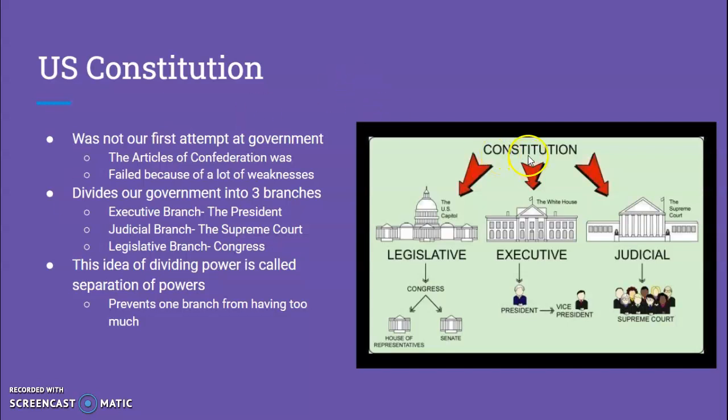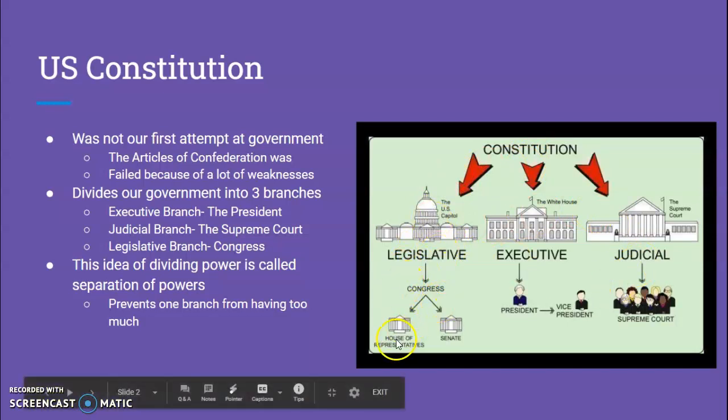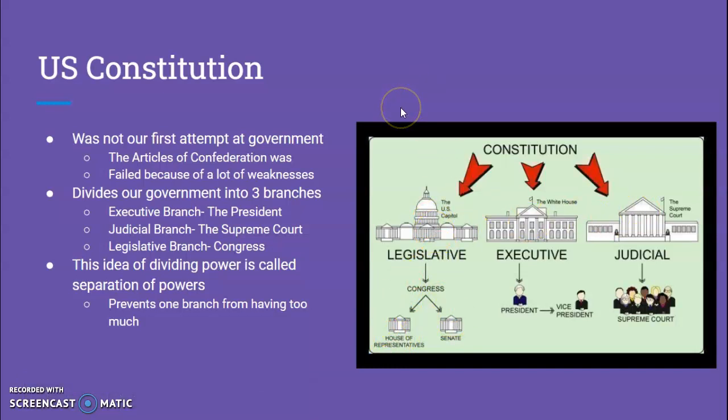The picture here shows you the Constitution, the 3 branches that are created, and what is under each branch. Talk about the Congress: the legislative branch is made up of Congress, which is made up of the House of Representatives and the Senate. We're going to go into a little more detail on each of these here.